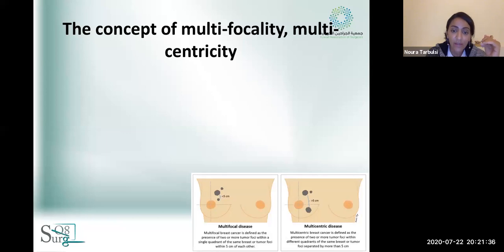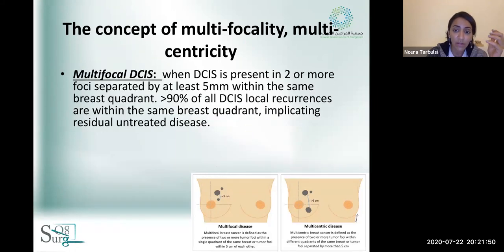Multifocal disease is defined as the presence of 2 or more foci within a single quadrant, or within 5 centimeters of each other. For multifocal disease, you could offer the patient lumpectomy if she doesn't have a contraindication, but it's preferable to do an on-table frozen section to decrease the risk of needing to go back to the operating room for negative margins.